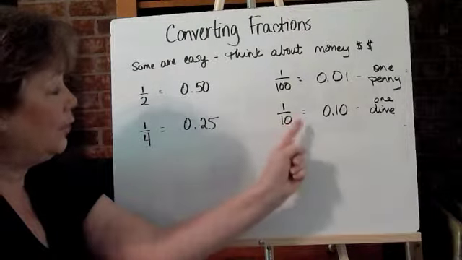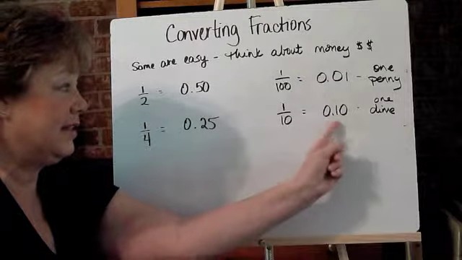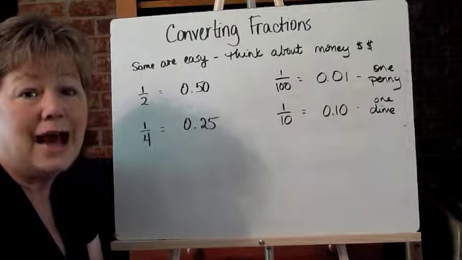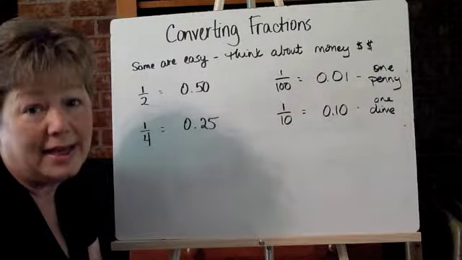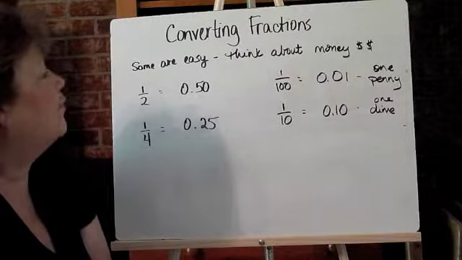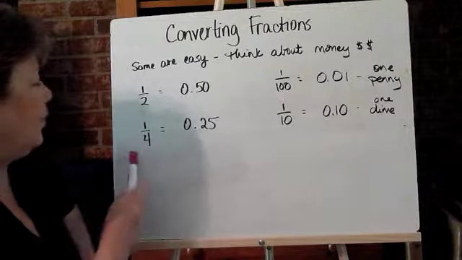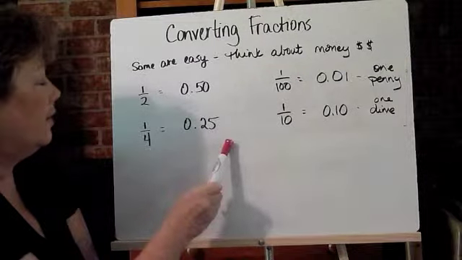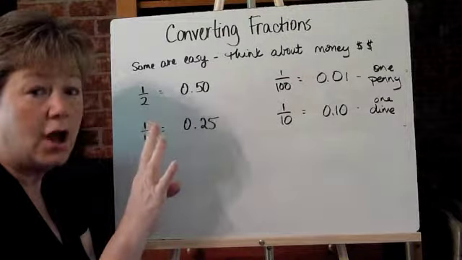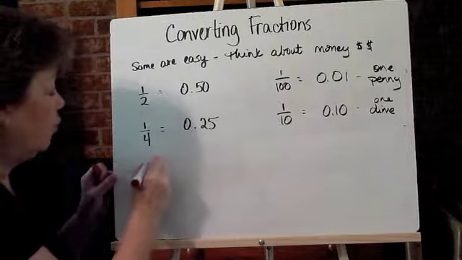1/10 equals 0.1. That's 1/10, and that is the same thing as 1 dime, because it takes 10 dimes to get to a dollar. So on some basic fractions, I like to think about money. If I went back to 1/4, there are 4 quarters in a dollar, so one of those would be 25 cents.